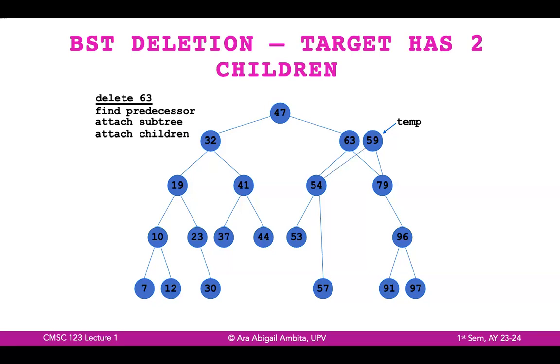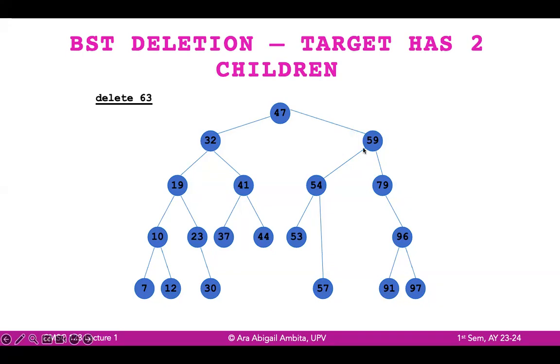And next we attach the subtree. Then we have to attach the children, and after that, attach the predecessor to the target's parent. The parent of 63 is 47. So 47 will be attached to the predecessor, which is 59. And then we can delete references from 63, and we are done.